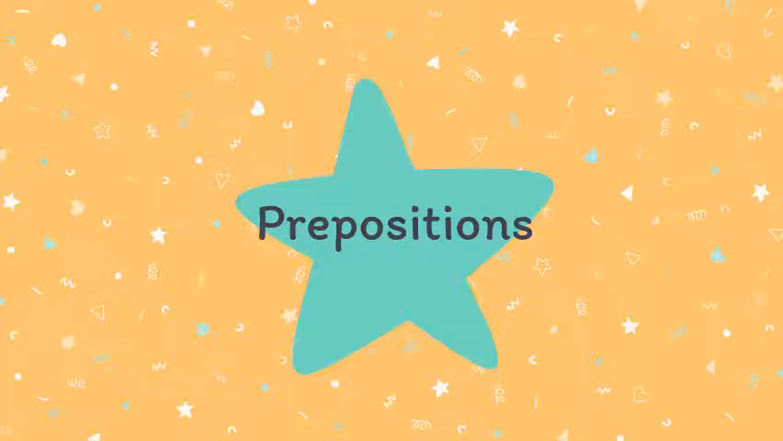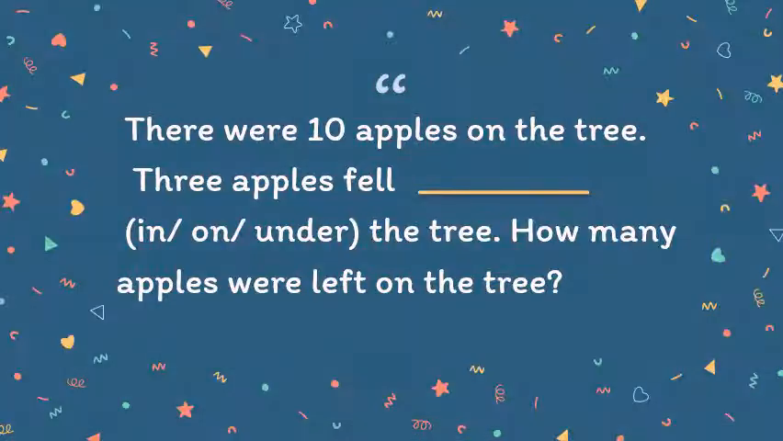Let us look at our first example. Here is a problem sum. It reads, there were 10 apples on the tree. 3 apples fell dash the tree. How many apples were left on the tree? As you can see, there are 3 options given here: in, on and under. Where do you think the apples fell?